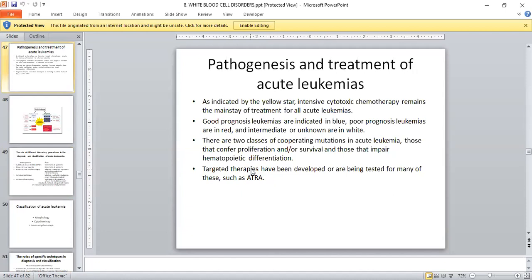Pathogenesis, we mentioned some of the things that can cause leukemias, like chemicals, viruses, stuff like that, so that one we won't really mention. So treatment, most of these ones are treatable by chemotherapy.